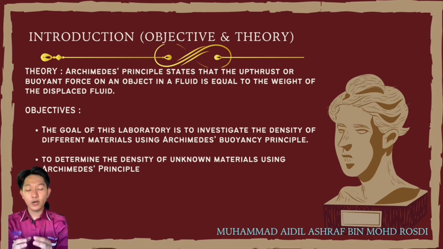The objective of the experiment is to investigate the density of different materials using Archimedes buoyancy principle. The second is to determine the density of an unknown material using Archimedes principle. Now, let's go to the procedure of the experiment.